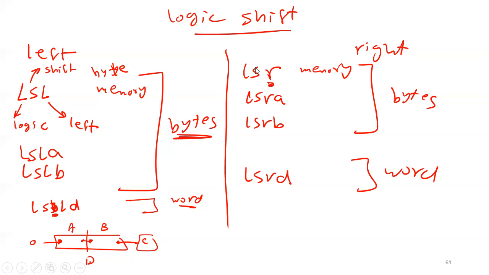For shift right, we have exactly the same instructions. The only difference is I'm going to replace L with R, because this is left, and I'm going to make it right. So here LSR, logic shift right. They are exactly the same, but instead of L, I put R, because this is for right. Is that okay? Any question? So these are all the instructions. We have 8 instructions as you see here: 3 instructions for bytes, 1 for word, 4 for right, 4 for left. That's all we have for logic. Any questions?